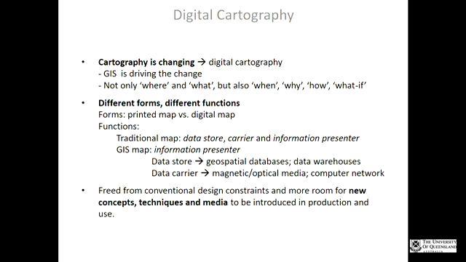Before GIS, cartography was quite different, and GIS has driven a big change in how maps are used. Rather than just depicting where things are and what things are, we can now query maps. We can have interactive maps, we can do scenarios on the fly, and so on. We can ask things like why, when, how, what if, rather than just where and what.